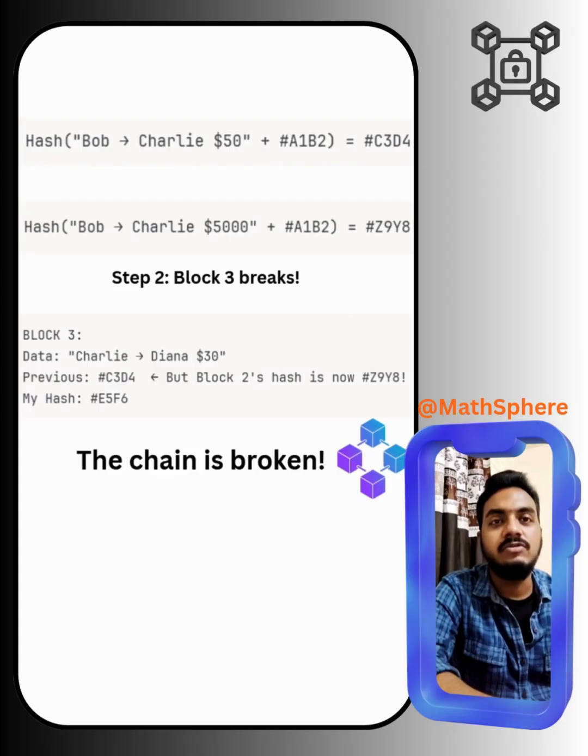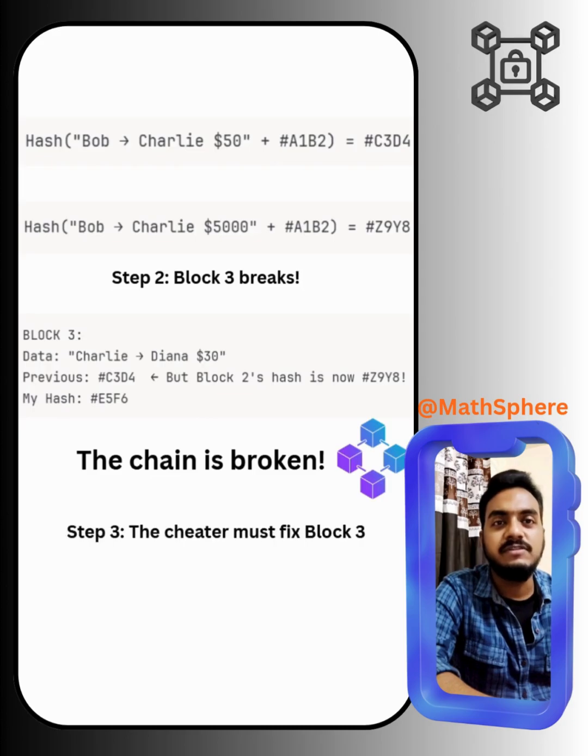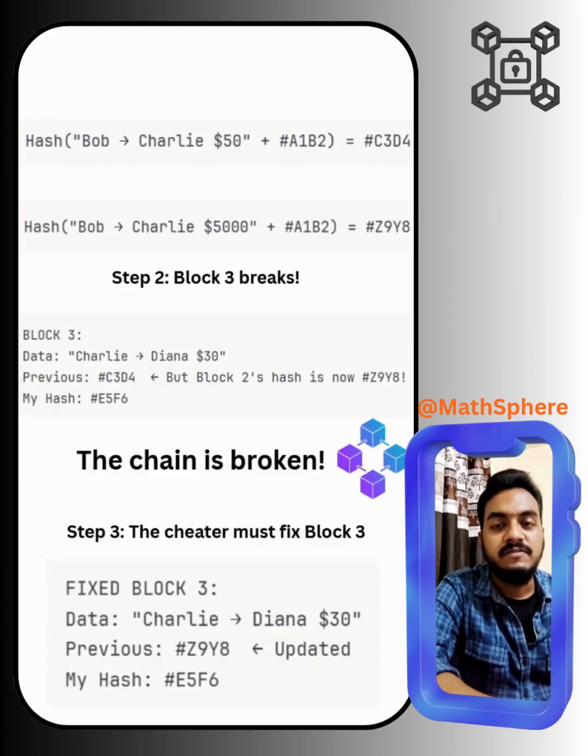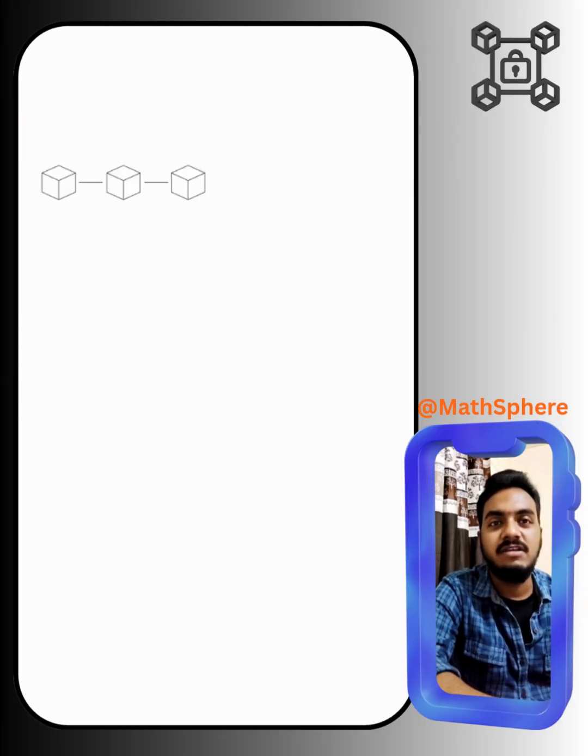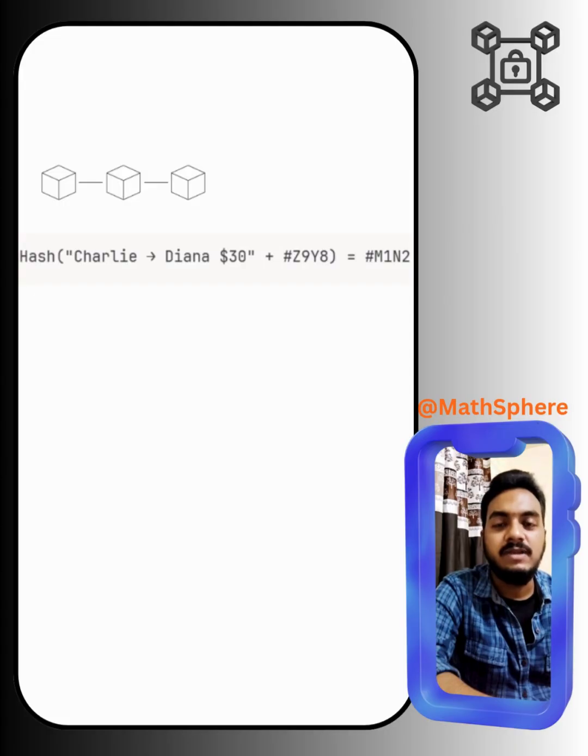So what the cheater will do, the cheater will have to fix block 3. Now if he goes to fix block 3, what will he change? He will update the fingerprint of the previous block 2 in block 3 and he writes Z9Y8. But wait, if you change the previous field, you can change the data again in block 3. So now what will happen?